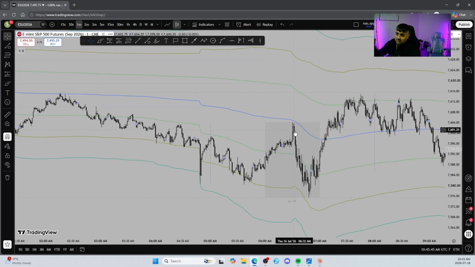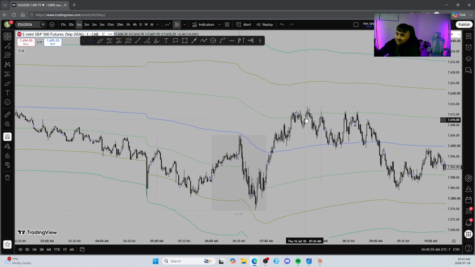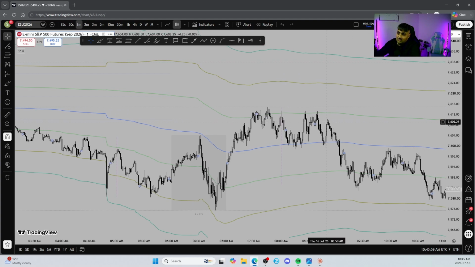We test the VWAP to the upside. We fail. We come below. First deviation, second deviation, we hold. Go above VWAP. Test the VWAP again. First deviation. 1, 2, 3, 4. How many times? Look how many times we test the zone.